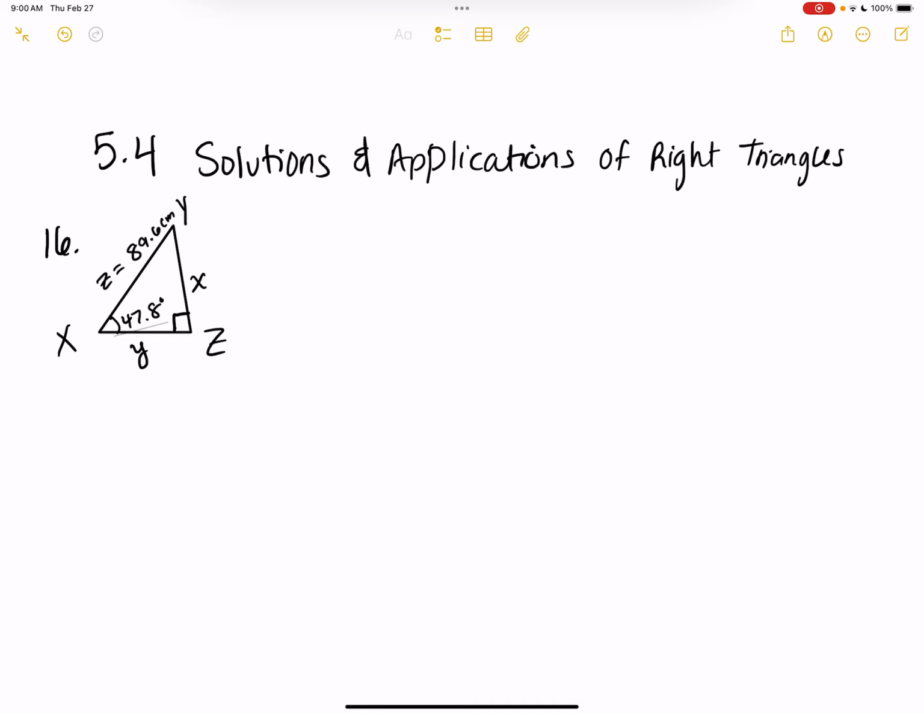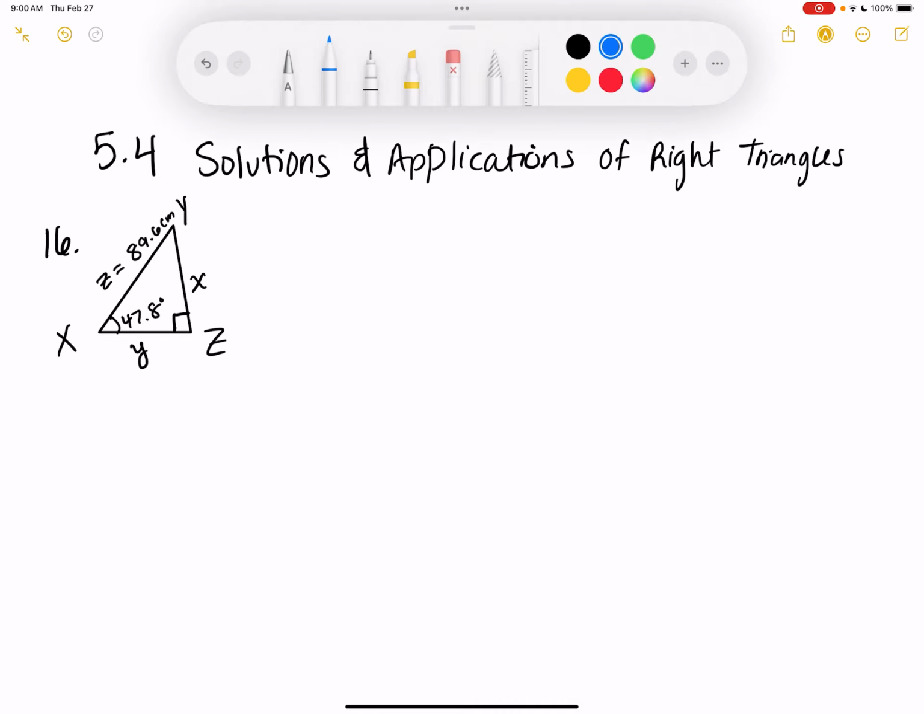So what I like to do is set up everything that I'm trying to solve for. So X, Y, and Z as angles. So I know angle Z is 90 degrees. Angle X, they told me, was 47.8 degrees. Then the side lengths, which are lowercase letters. So uppercase letters are angles, lowercase letters are side lengths, and obviously in some cases it's hard to tell the difference between the upper and the lower.